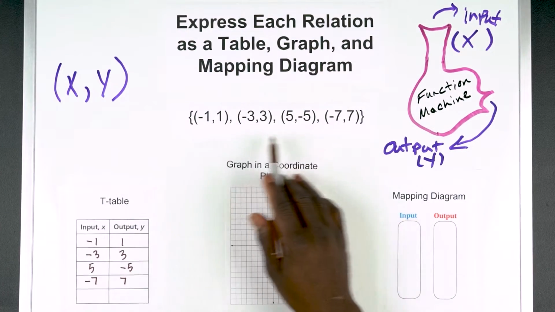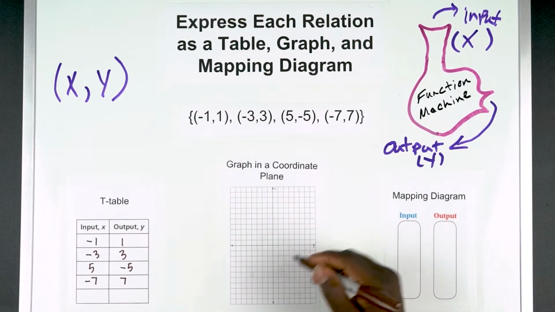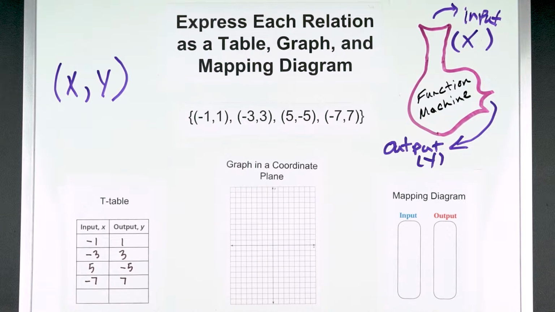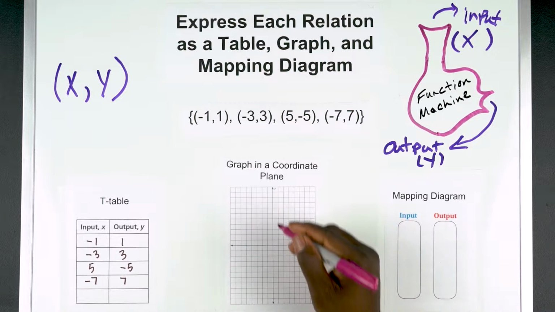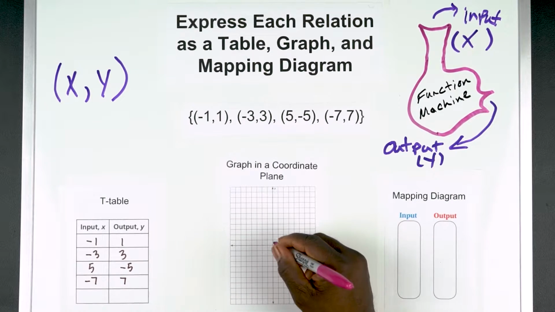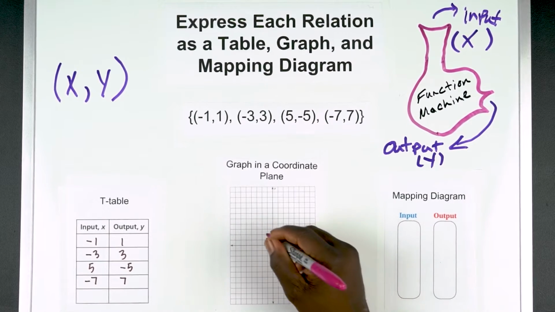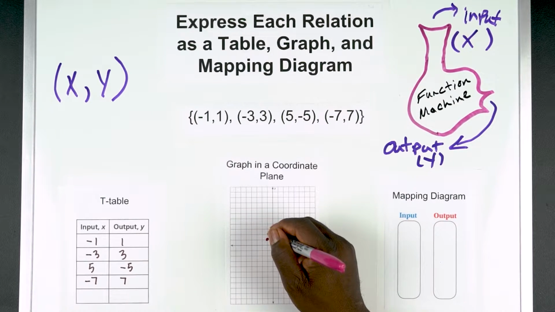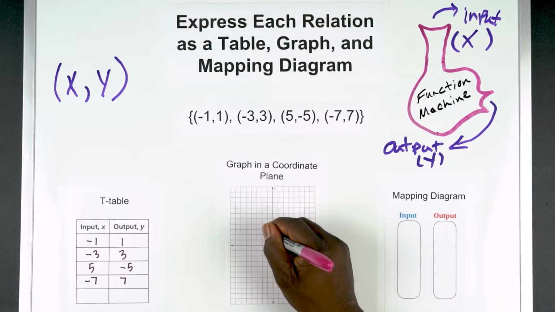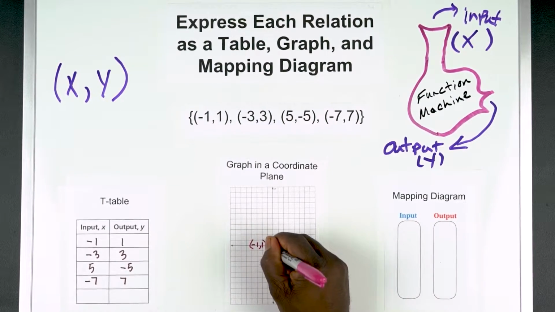Now we're going to express the relations as a graph. You know it is simply plotting the points in the coordinate plane, okay? So let's go ahead and do that. We're going to plot each point starting, this is our y-axis and this is our x-axis. Starting from the origin, we have -1 and +1. Now, some teachers will ask you to write down the ordered pair next to it. So I'm going to go ahead and do that. We have -1 and +1.